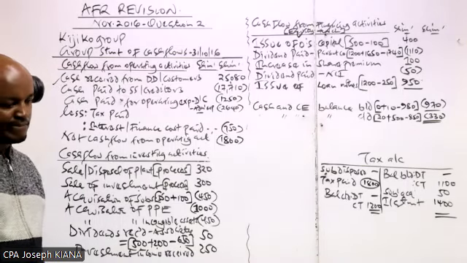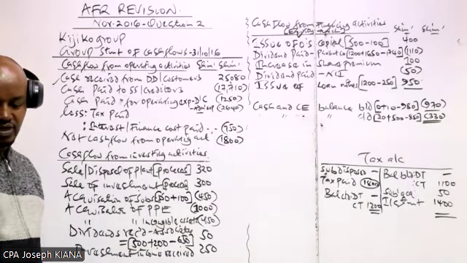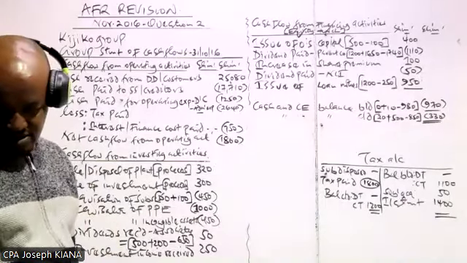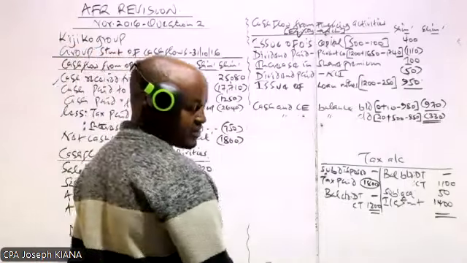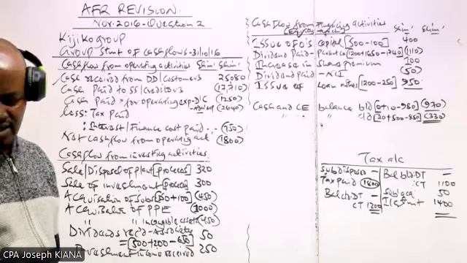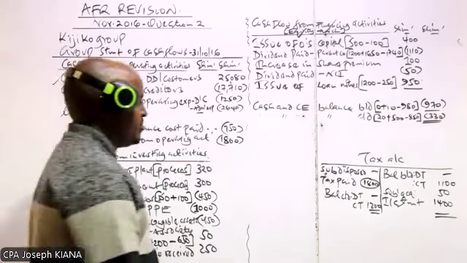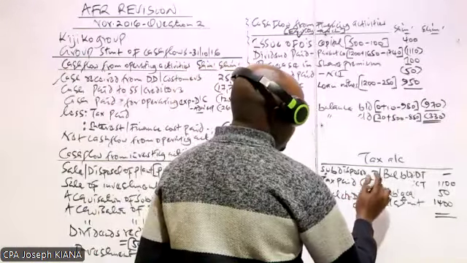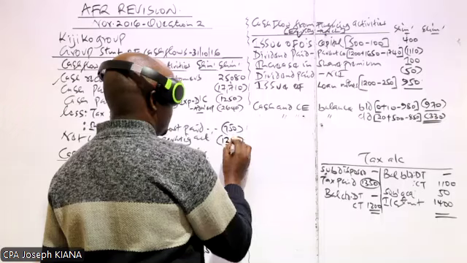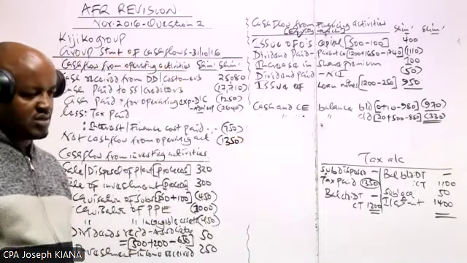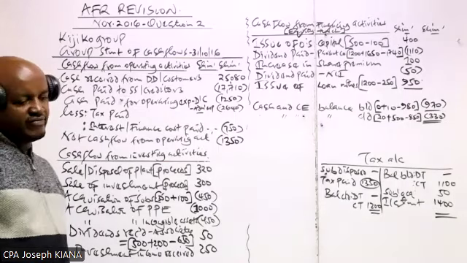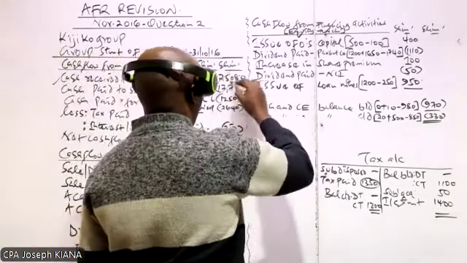11 plus 50. Oh, no, I've added 500. Should be 1350. I think that is correct. I think this should be 1350, not 18. Yes, should be 1350. So basically that is what is required in that particular question.